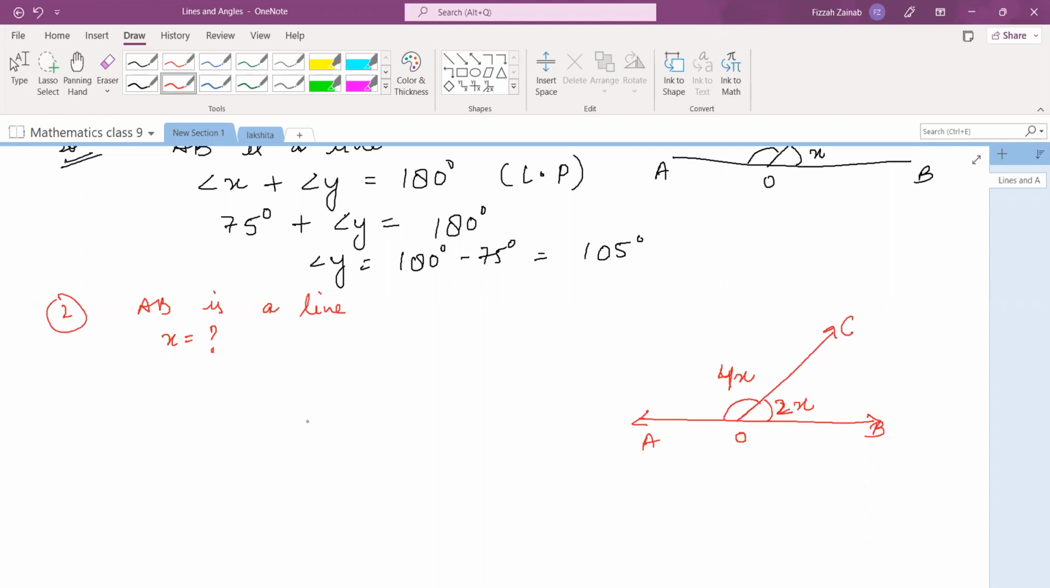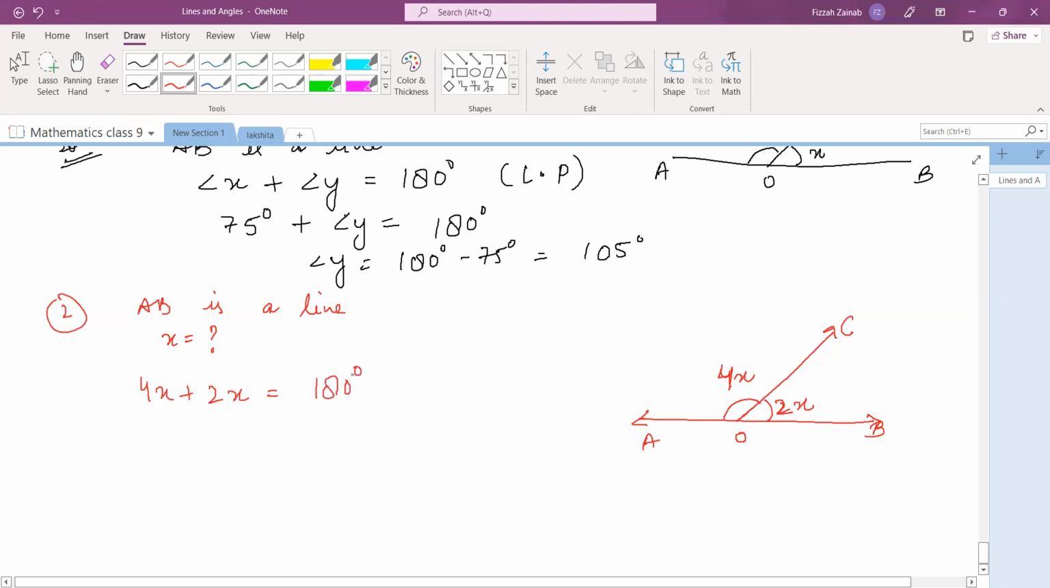4x plus 2x equal to how much? 6x. That is fine, 6x. But is it equal to 180 degrees? Because they are forming a linear pair, right? So the sum of the two angles is 180 degrees. Now 4x plus 2x is 6x, equal to 180 degrees. So x is 180 degrees divided by 6. So that gives you 30 degrees. So x is 30 degrees, simple.